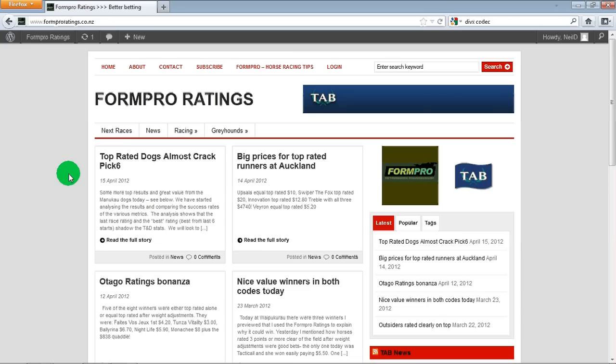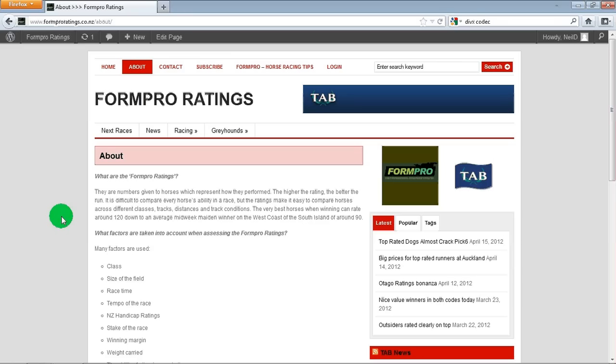Right, let's just explain how the website works first of all. Best place to start off is the About page, which explains how the ratings are actually worked out. Basically, the higher the number, the better the performance of the horse. And each horse that races since April the 1st, 2010, has a numerical rating. So you can quickly compare horses in future races and see which horses are best suited to the track or conditions of the surface or other things as well.